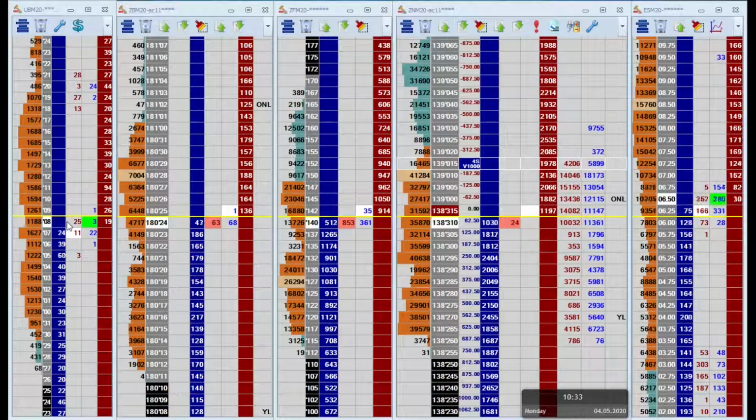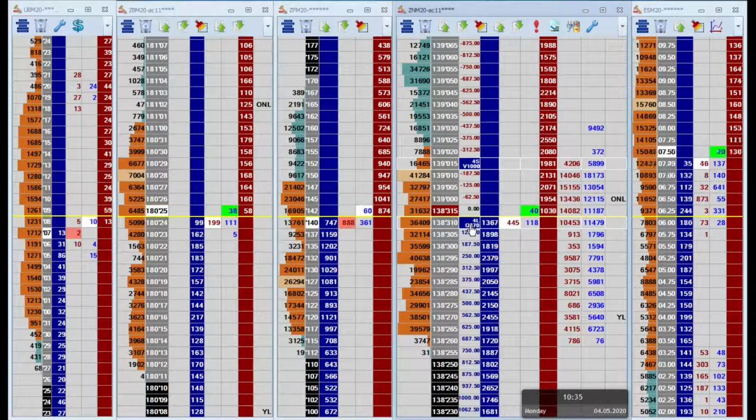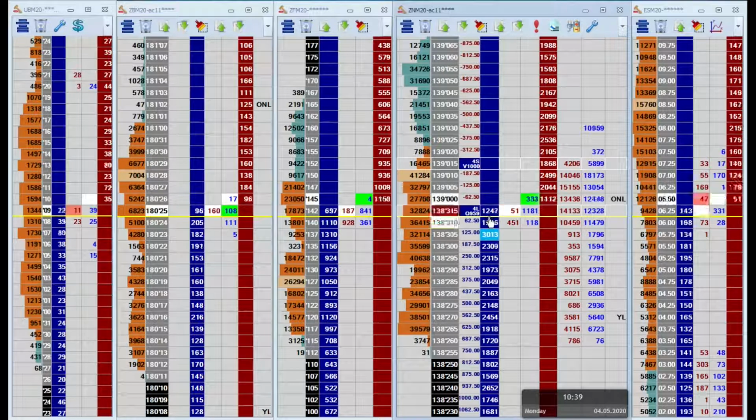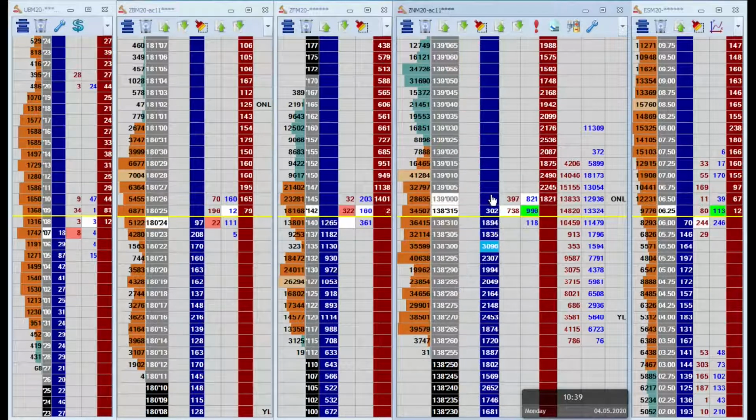But you can see we just filled out this complete profile. As that big profile step was here at 1, we filled out all of this in between, just going back and forth. And 1 turned into a point of control. So it was just really painful. I sat in that trade for like an hour. So that was it for today.